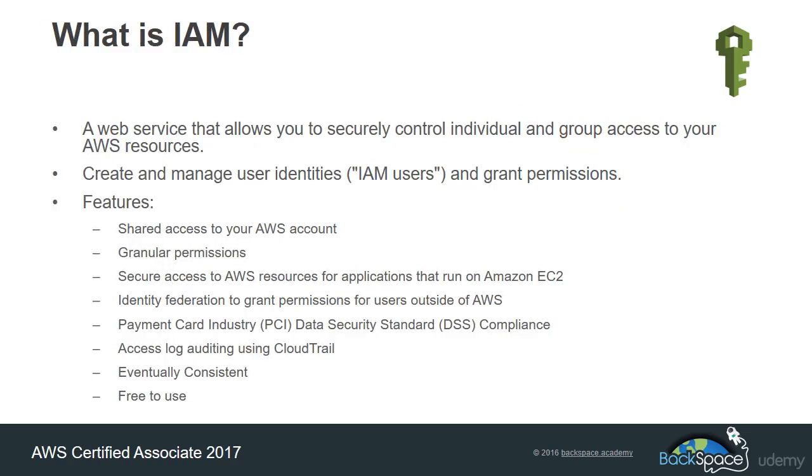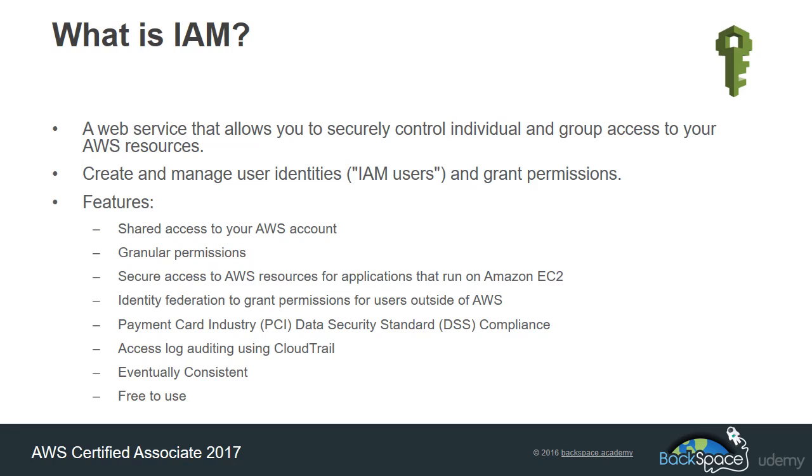So what is actually IAM? IAM is a web service that allows you to securely control individual and group access to your AWS resources. You can create and manage user identities, or IAM users, and grant permissions for those users. The features of IAM: it allows shared access to your AWS account. We can have multiple users and manage those multiple users accessing our account. It has very granular permissions. We can get very fine detail around what users can or can't access with our infrastructure.